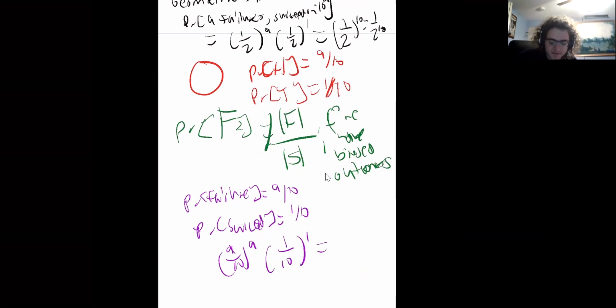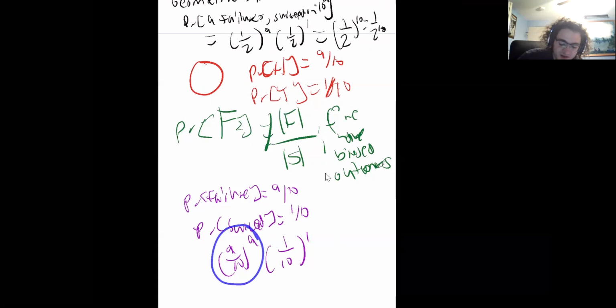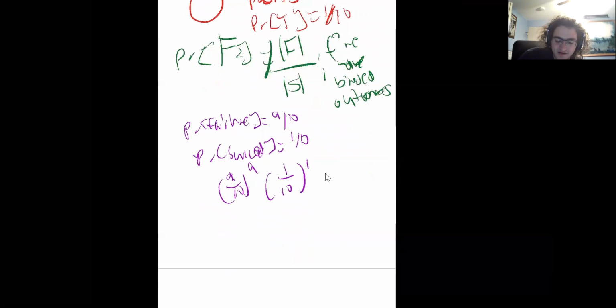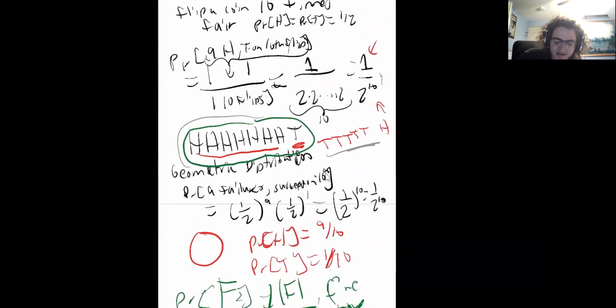So then I get this probability here, which I can actually leave in this form of 9/10 to the 9th times 1/10 to the 1st. I've failed 9 times, and then here I succeed 1 time. I can also think about what if I vary this problem a little bit and say, actually, I'm not saying the last thing's a tail. I'm just saying I get like 1 tail total.